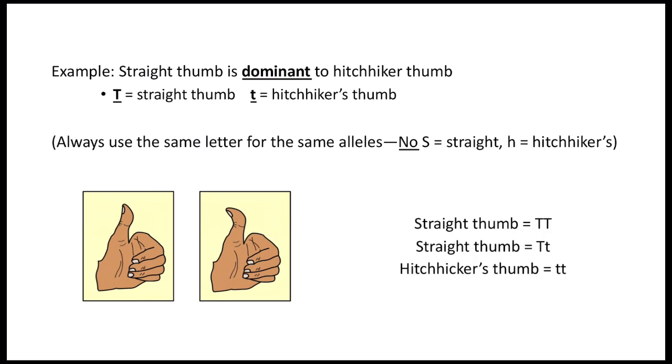A straight thumb could be two copies of the dominant allele, TT, or it could be one copy of the dominant and one copy of the recessive, capital T, lowercase t. This is because the dominant trait masks or hides the recessive trait, so we only see the dominant trait if it's present. Hitchhiker's thumb is recessive, so we need two recessive alleles, shown by the two lowercase letters, to have the trait be visible.